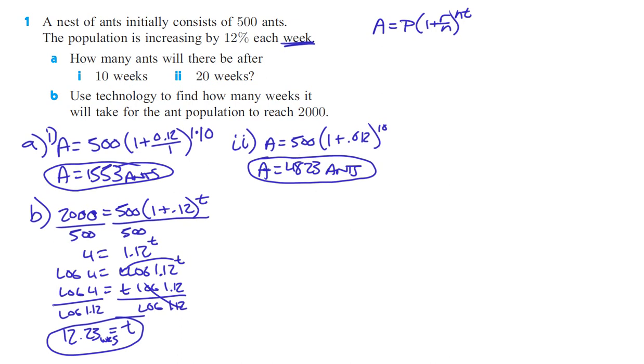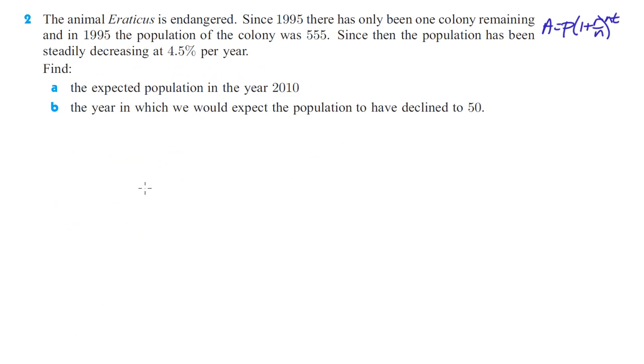All right, let's move on to the next one. That's number 2. The animal Eradicus is endangered. Since 1995, there's only been one colony remaining, and in 1995, the population of the colony was 555.